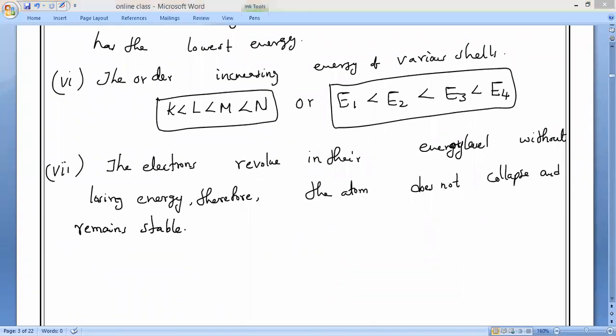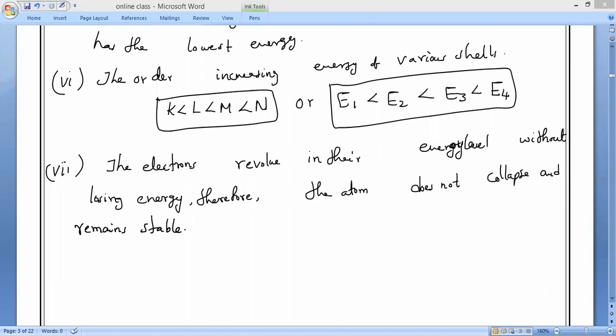This is what Mr. Bohr has told. Later we will see how electrons are distributed in different orbits and shells, which is also given by Mr. Bohr. He suggested one formula for that. We will study that once we study the discovery of neutrons. So these are Bohr's postulates.